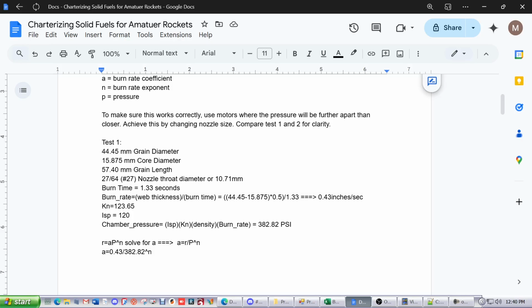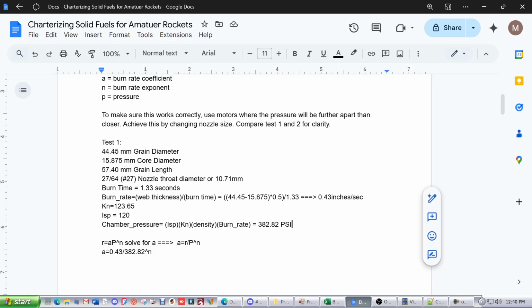So the web thickness is your grain diameter minus your core diameter. Now you want to divide that by 2 because we want to focus on the radial measure, or times it by half. And then you're going to take this value and divide it by 1.33 seconds. You'll get millimeters per second, but I converted it to inches per second. So here we go. Okay.